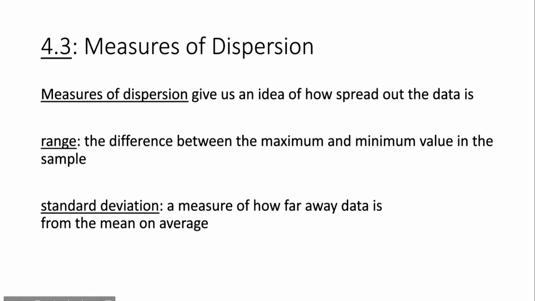In this video, we're going to be talking about measures of dispersion. Measures of dispersion give us an idea of how spread out the data is. One measure of dispersion is the range. That's the difference between the maximum and minimum values in the sample. The next measure of dispersion we have is the standard deviation. This is a measure of how far away data is from the mean on average.